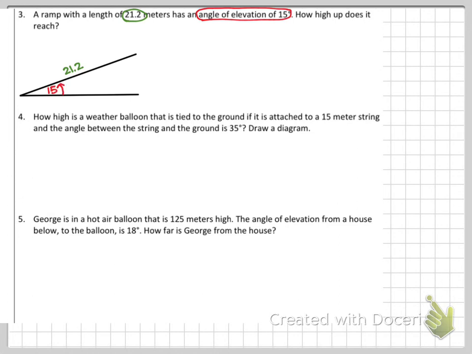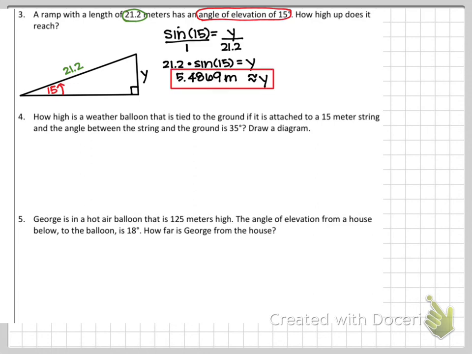All right, what are we trying to find? How high up does it reach? So we're actually looking for the height right now. So I think we're looking for that. Why don't you see if you can set up the ratio with your sine, cosine, or tangent, whichever one it is, and see if you can solve. Come back and check your answer.